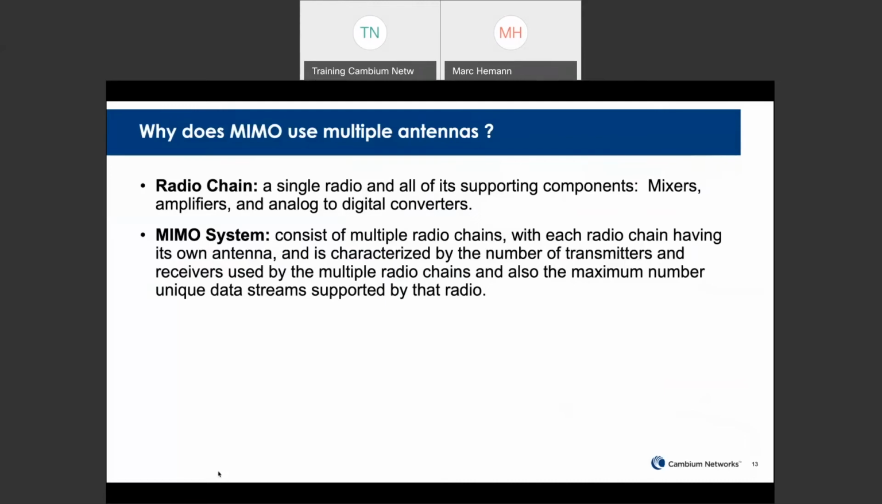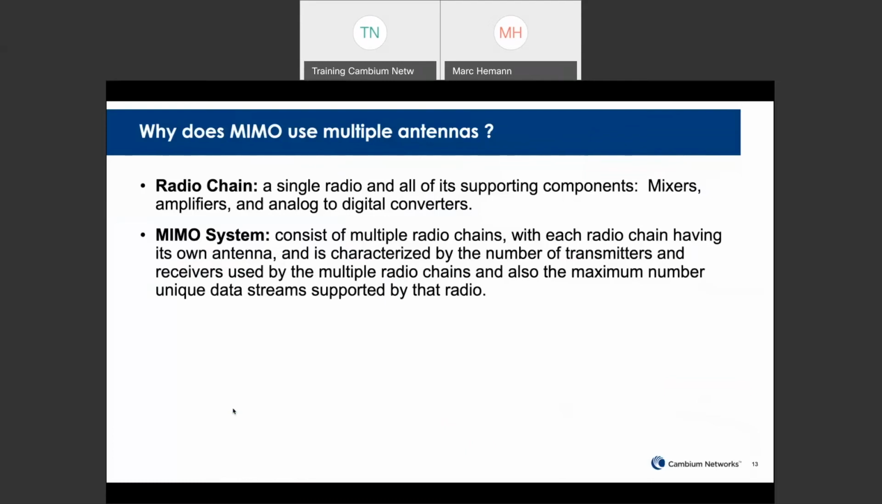A MIMO system is characterized by the number of transmitters and receivers used by the multiple radio chains and also the maximum number of unique data streams supported by that radio. When referring to a MIMO system, you will typically state a series of three numbers. The first number will indicate the number of transmitters. The second number indicates the number of receivers. The third number indicates the maximum number of unique data streams the radio can support.